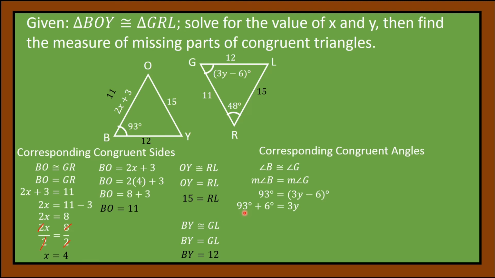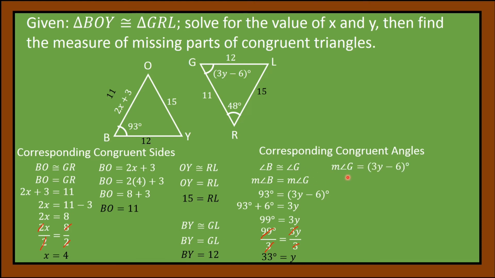So, we can now have 93 degrees. So, we transpose the negative 6. We have here plus 6 is equal to 3y. So, by adding 93 and 6, we can get 99 is equal to 3y. So, divide both sides by 3. So, 99 divided by 3 and 3y divided by 3. So, the value of our y is 33 degrees.